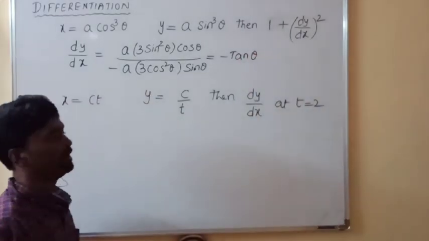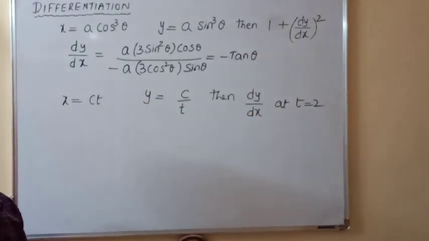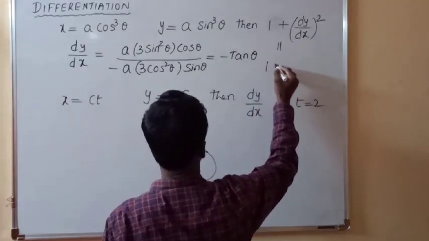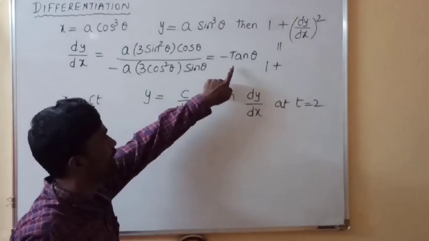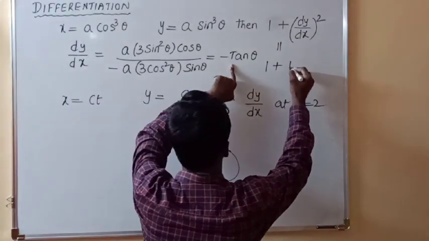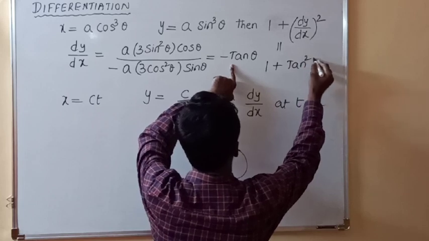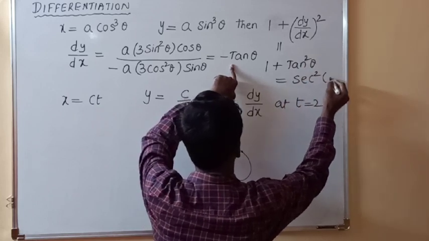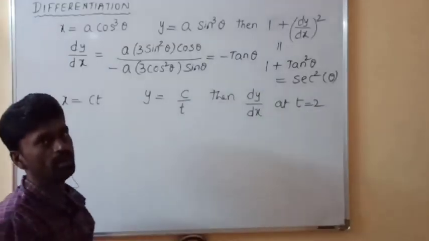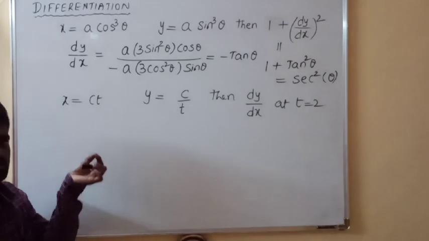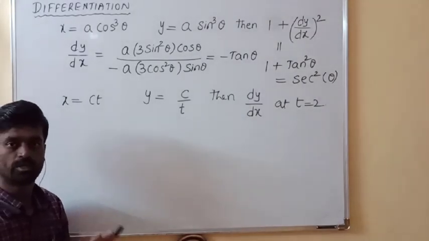But what is the question? 1 plus dy by dx whole square. So 1 plus, what is dy by dx? Minus tan theta. Dy by dx whole square is tan square theta. So 1 plus tan square theta value is how much? Secant square theta. So that's the answer, secant square theta. Try to solve like this in the exam also to save time.